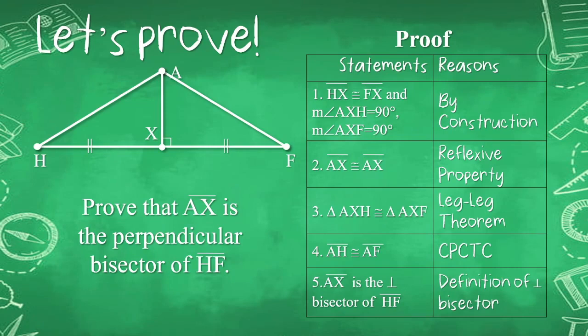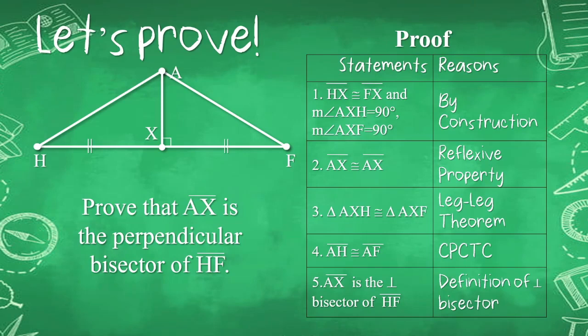Second, segment AX is congruent to segment AX by reflexive property. Third, we can now conclude that triangle AXH is congruent to triangle AXF because we have proven a pair of congruent sides, a pair of congruent angles, and another pair of congruent sides that can be interpreted as SAS postulate or the leg theorem in congruent right triangles.